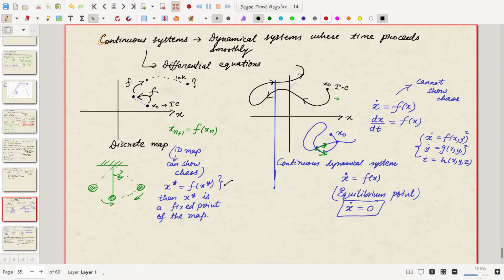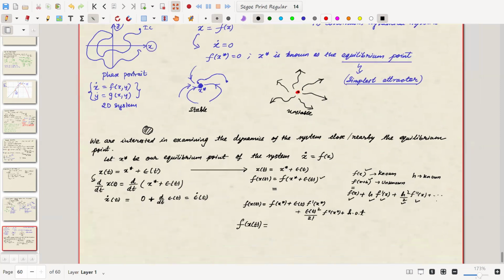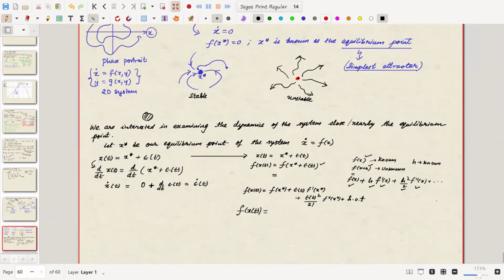For an equilibrium point, you need x dot equal to 0. So in this case, I am asking you, x star is an equilibrium point. So what is f of x star? Can you understand why f of x star is 0? x star is an equilibrium point and you have x dot equal to f of x. So f of x star is 0. Plus epsilon t times f prime of x star, right? Plus, yeah, the higher order terms, let it be.